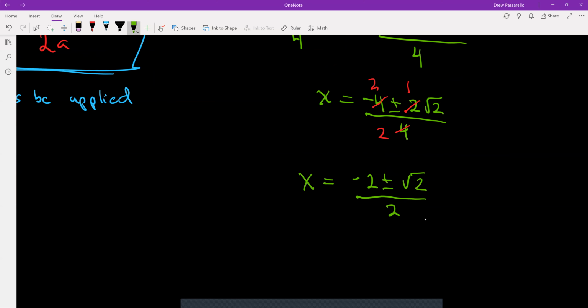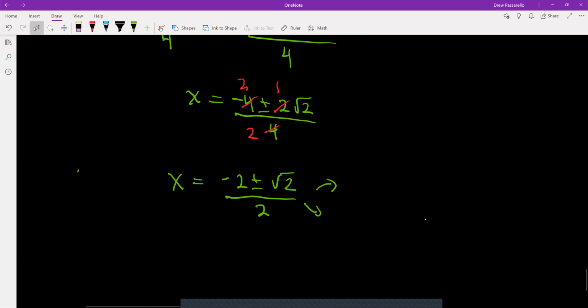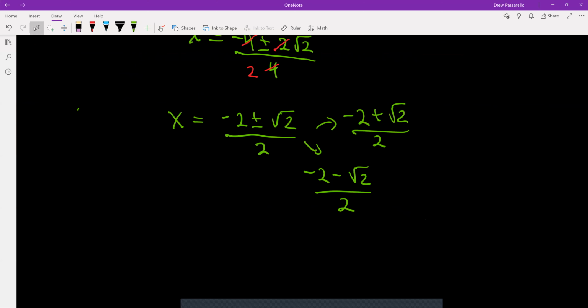All right, and technically you could have written a 1 here. I just ignore the 1 because it gets redundant to keep writing 1. And I have 2 possible solutions. One of them is -2 plus square root of 2 over 2. The other one is -2 minus square root of 2 over 2. So that's my 2 answers.